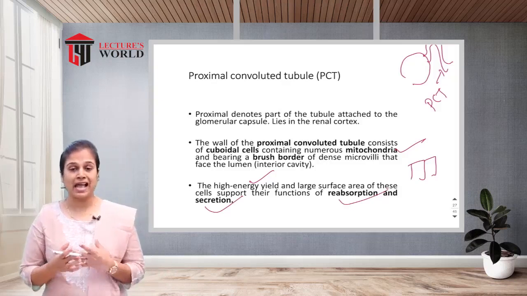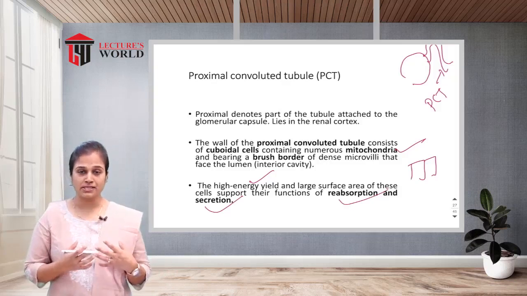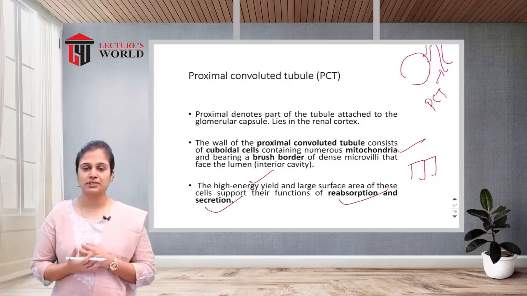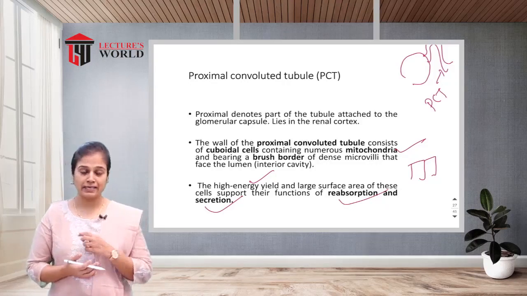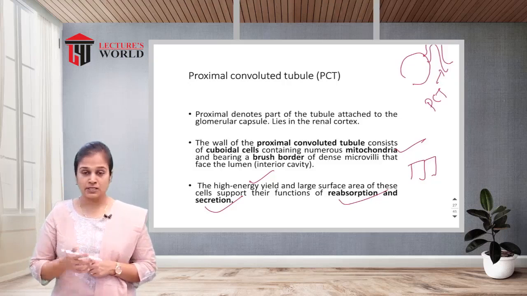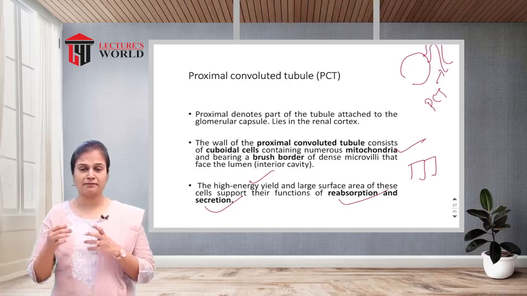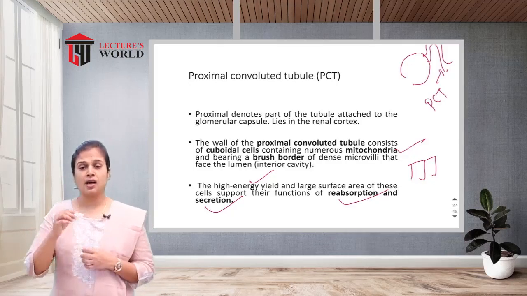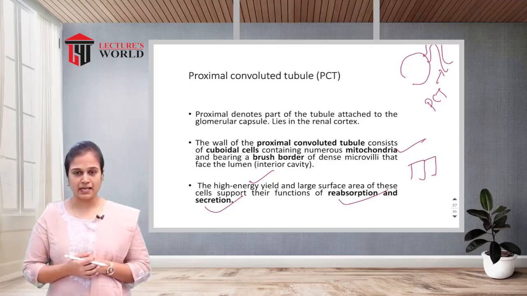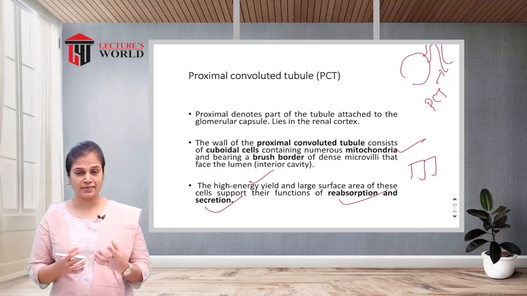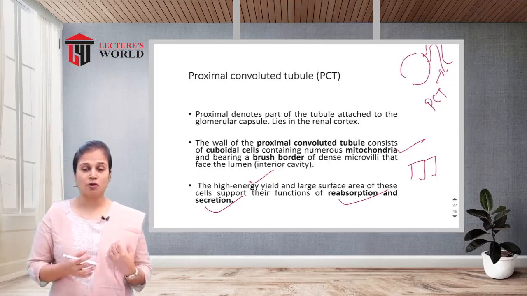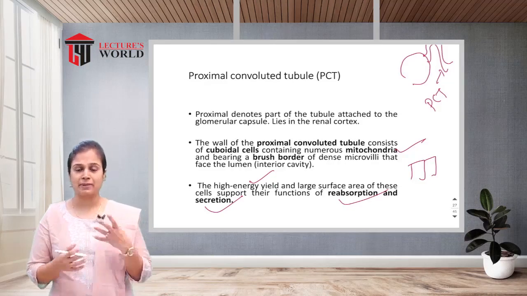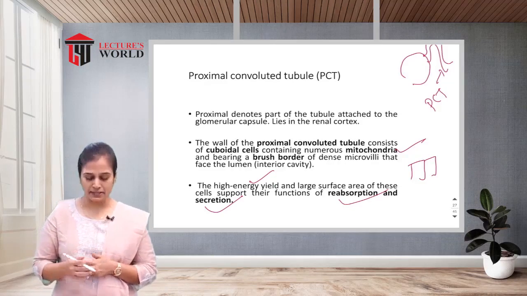The PCT has cuboidal cells, and cuboidal cells contain numerous mitochondria and have a brush border. This brush border is of dense microvilli, and as we know, microvilli give more surface area. Because of this more surface area, they can perform reabsorption and secretion, and the mitochondria provide high energy.